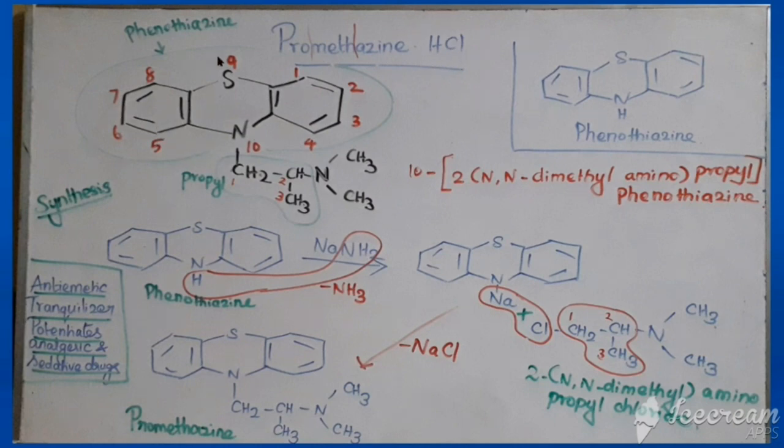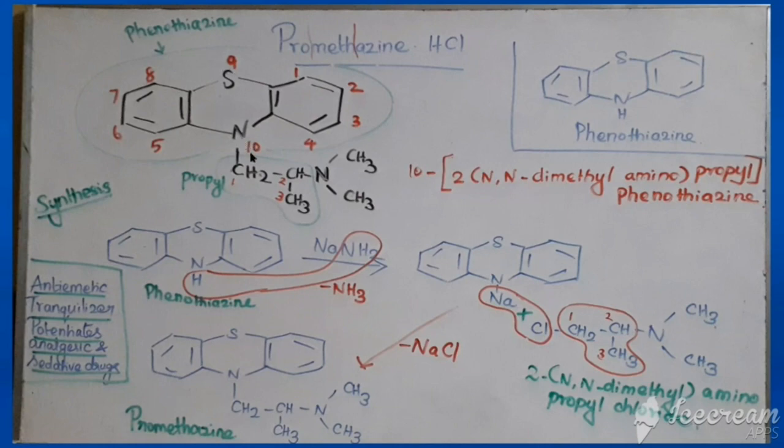Next drug is called promethazine, that is available as a hydrochloride salt. So it is having phenothiazine nucleus. This is called phenothiazine. So what is meant by phenothiazine? It is the fusion of three rings. The first and third are benzene rings, and the center one is having nitrogen and sulfur as heteroatoms. So the numbering for phenothiazine is 1, 2, 3, 4, 5, 6, 7, 8, 9 and 10. Nitrogen in 10th position and sulfur in 9th position.